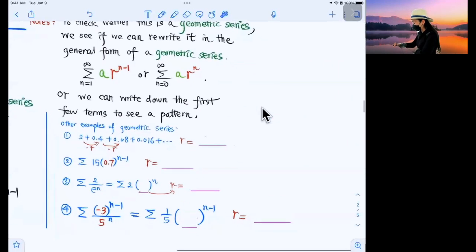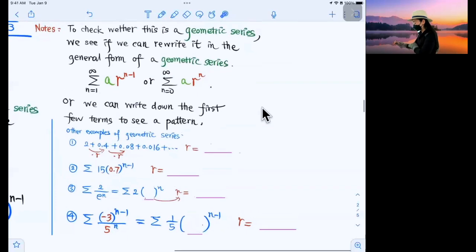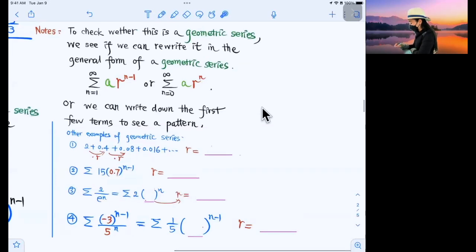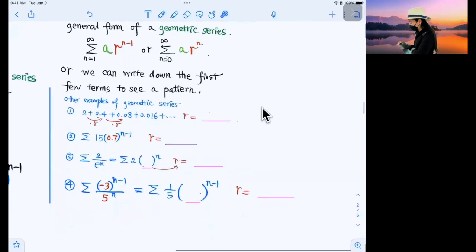Now, how about we try to use some examples to see whether a geometric series converges or not. How can you check if the series is a geometric series? Well, if it can be written in this general form, the series of a times r to the n minus 1 or a times r to the n, then we know that it's a geometric series, with the common ratio being r. Okay, let's look at this one.